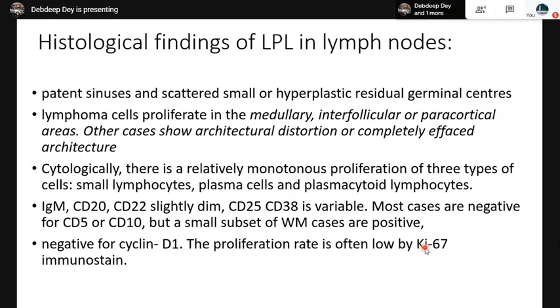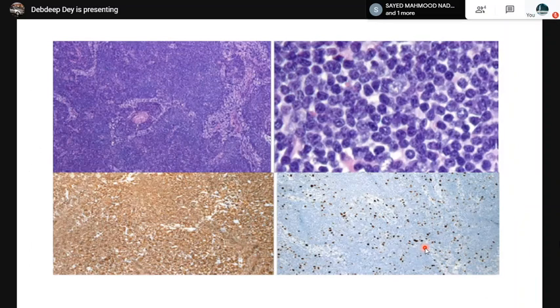Cytologically, there is a relatively monotonous proliferation of three types of cells: small lymphocytes, plasma cells, and plasmacytoid lymphocytes. These are negative for cyclin D1, and proliferation rate is also low by Ki67. So this is a very nice example of a lymphoplasmacytic lymphoma, which you get very few. And so you can see very nice patent sinuses here. And there is this sort of proliferation by a small lymphocytic population.